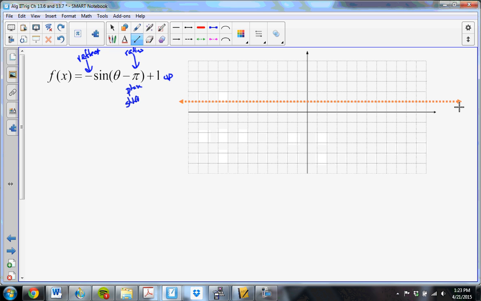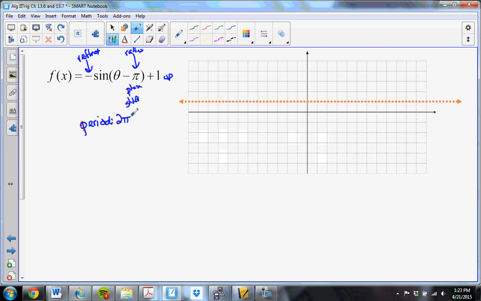And then before I do anything else, before I even put on my new little y-axis, I'm going to think about the period. The period of this graph is 2 pi. There was no change to the period.